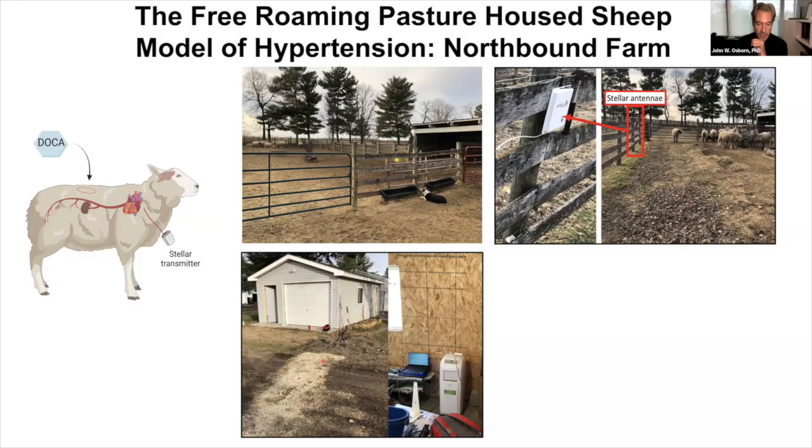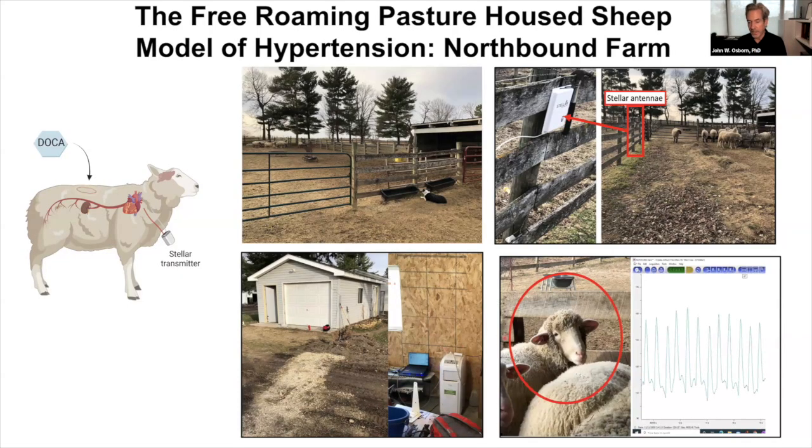Arthur dug a trench into this garage. There's the laptop sitting there, the computer collecting the data. And this is the first sheep we did. This is Dolly. And what you see here is we get a 24/7 view. This is showing blood pressure, but we also do ECG. And we can do it in freely roaming sheep, housed with all the other sheep, males and females together. So we feel this is a really powerful large animal model for hypertension.